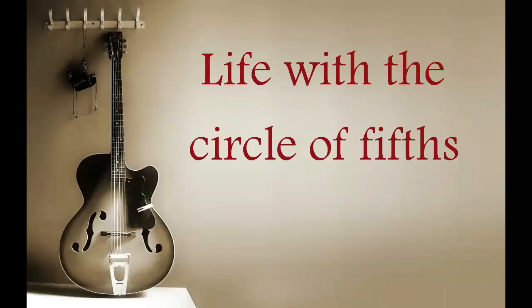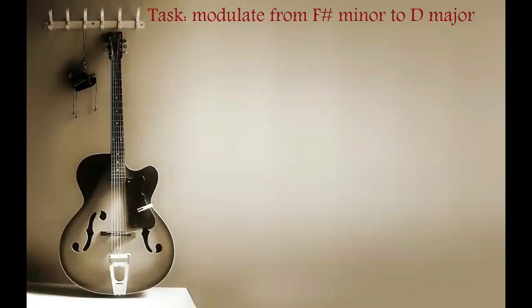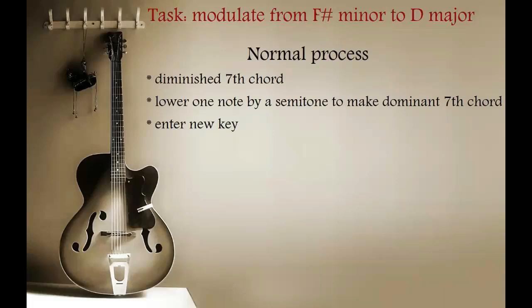Now, with the circle of fifths coming into the picture, here is how all my problems went away. Since we want to modulate to D major from F sharp minor, all we will have to do is reverse engineer the modulation process using the circle of fifths. So normally we first have a diminished seventh chord and then we lower one note down a semitone to make the dominant seventh chord that gives us the new key.